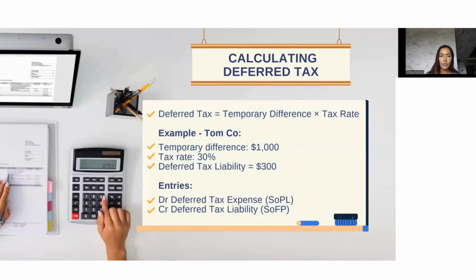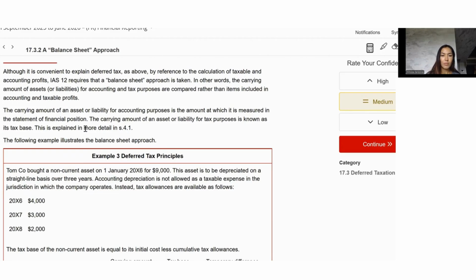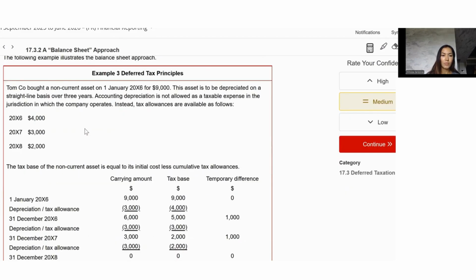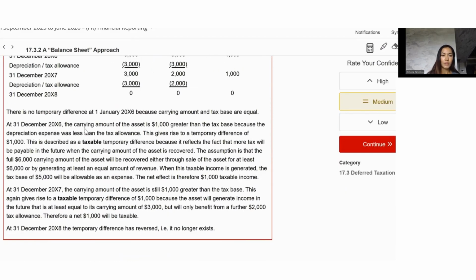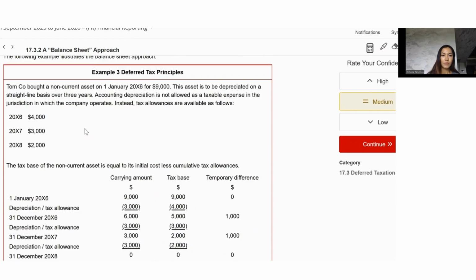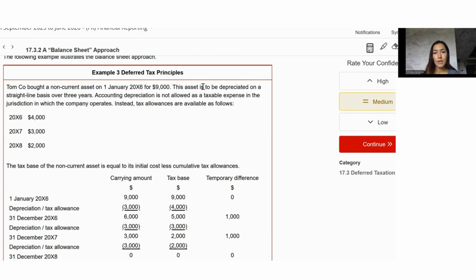Okay, what do we do? Let's look at this example and we will understand how it works. This is a big example for deferred tax, this principle using the balance sheet approach. Tom Cole bought a non-current asset on 1st of January 2006 for 9,000. This asset is to be depreciated on a straight line basis over 3 years. Accounting depreciation is not allowed as a taxable expense in the jurisdiction in which the company operates.